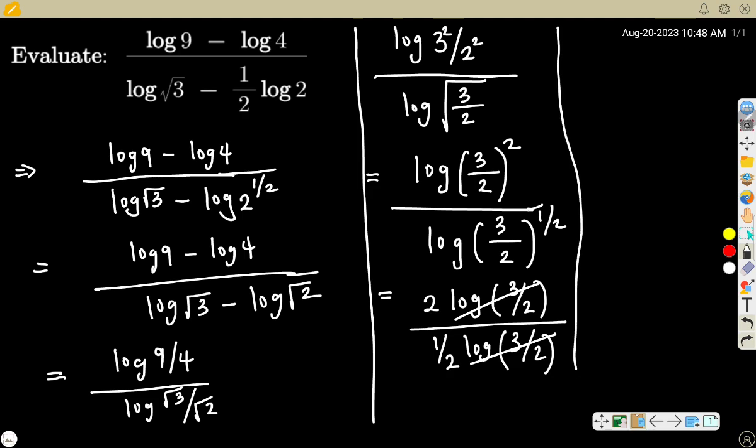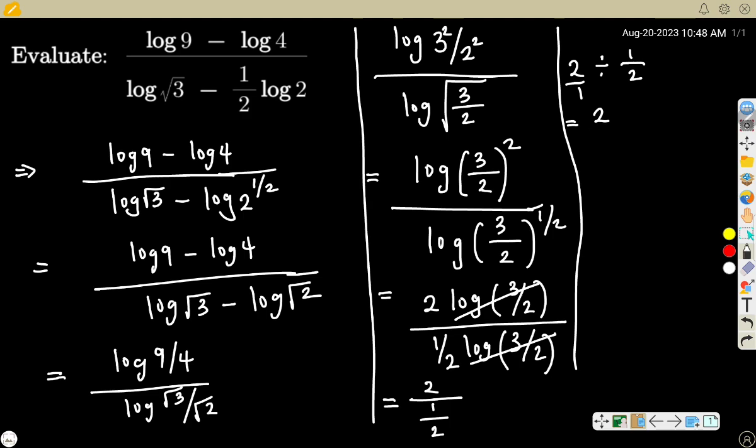Now what we have left is 2 divided by 1 over 2. So that's what we have here, 2 divided by 1 over 2. So that 2 divided by 1 over 2, I can decide to use this divide. 2 divided by 1 over 2, this is 2 over 1.